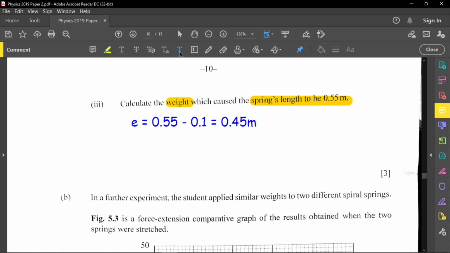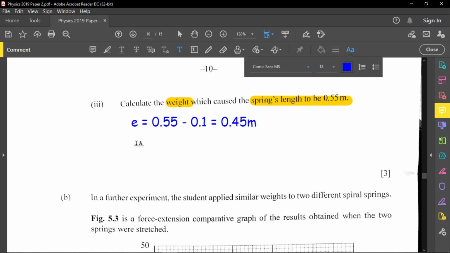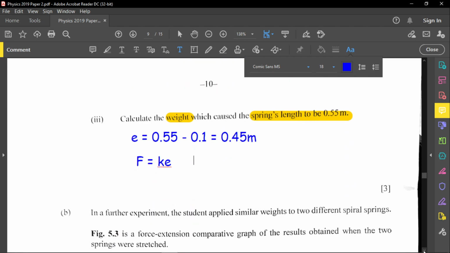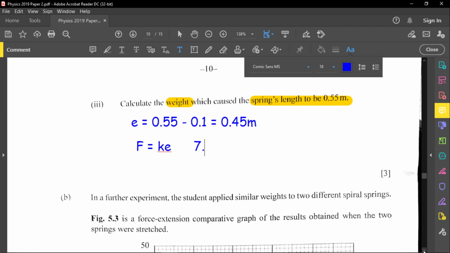So let's now calculate the weight. Remember the formula: force is equal to a constant times the extension, right? Force is the same thing as weight. So force is equal to our constant multiplied by extension. Well, you know our constant. Let's go back to remind you what the constant is. Our constant that we calculated here is 7.5. Okay, let's go down to that. So we're going to say now 7.5.